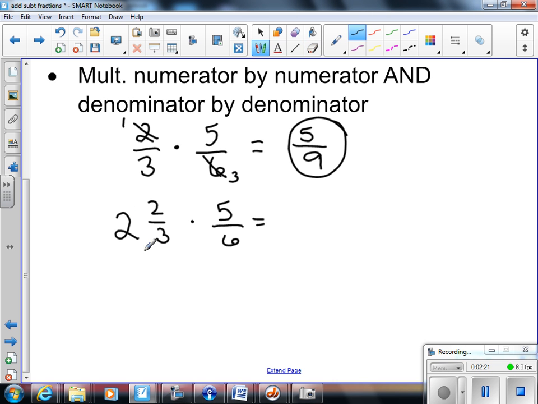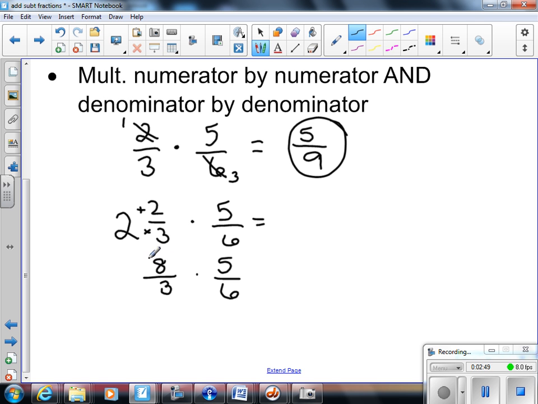Let's then take a look at a mixed number. In our guidelines, the first step says to do what? Change them to improper fractions if you need to. So let's do that. We've already gone over those rules. 3 times 2 is 6, plus 2 gives you 8. So this is really 8/3 times 5/6. Then the second step is to simplify before you multiply.